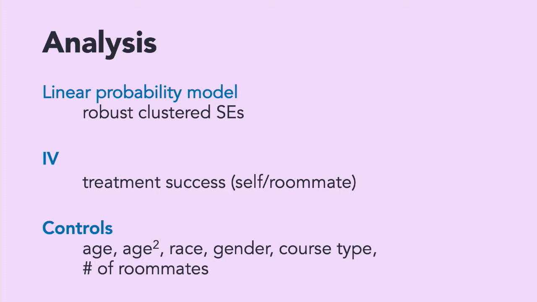Basically, we're trying to predict whether or not somebody voted. So the dependent variable is dichotomous, and we have a linear probability model. We're going to be able to show the effect of this treatment on the probability of voting. The independent variable is actually treatment success.